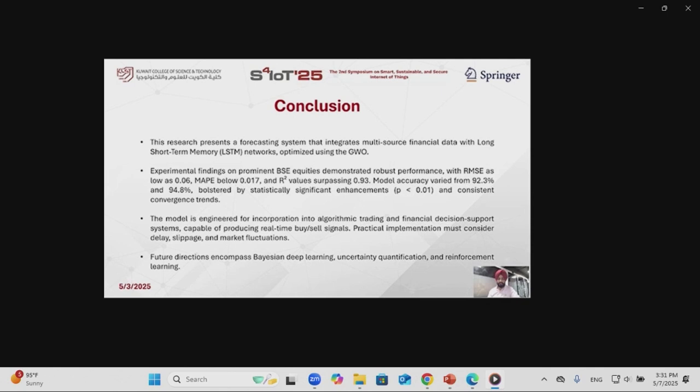As we said, we used multi-source financial data for LSTM, and we optimized using a Grey Wolf optimizer. And we got a very good result, where our model accuracy went from 92.3 to 94.8. In almost all the tickers we got a significance value less than 0.01, and it is consistent in every stock. In future, we recommend Bayesian deep learning, where we have dynamic or non-linear data, and some reinforcement learning we can apply, which we hope can give better results than this too.